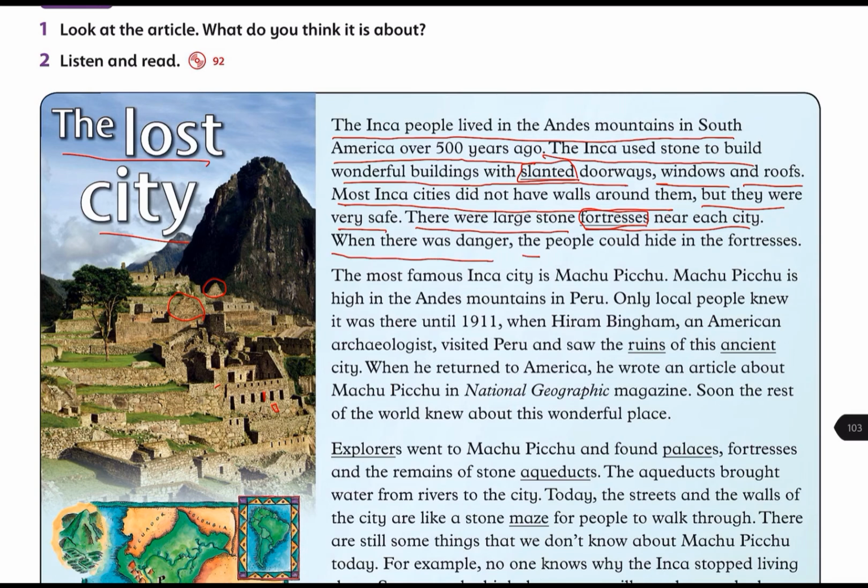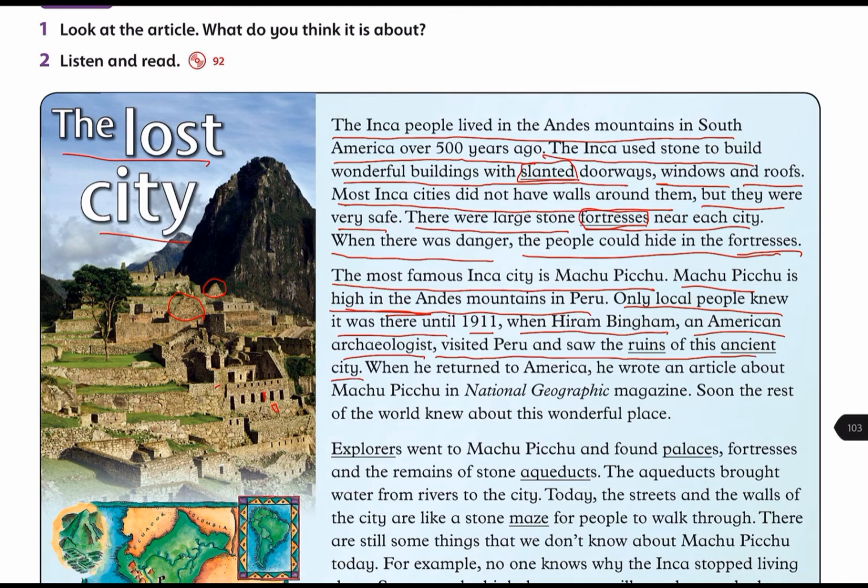When there was danger, the people could hide in the fortresses, because fortresses were very difficult to destroy. No one can attack it, so people hide themselves in the fortresses. The most famous Inca city is Machu Picchu. Machu Picchu is high in the Andes Mountains in Peru. Only local people knew it was there till 1911, when Hiram Bingham, an American archaeologist, visited Peru and saw the ruins of this ancient city.